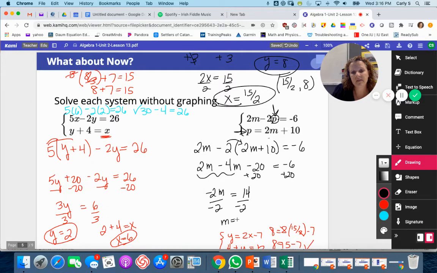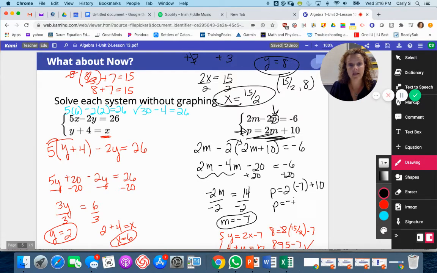M equals negative 7. Okay, we're almost done. Let's go ahead and figure out what p is. I'm going to grab the second equation again because it's already isolated for p and substitute what we just solved m to be. So p equals negative 14 plus 10. P equals negative 4.